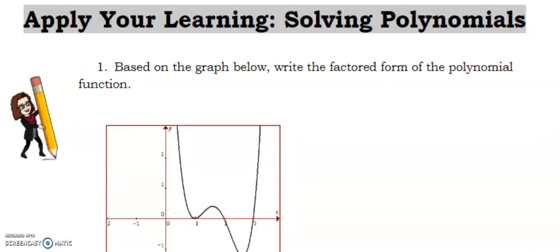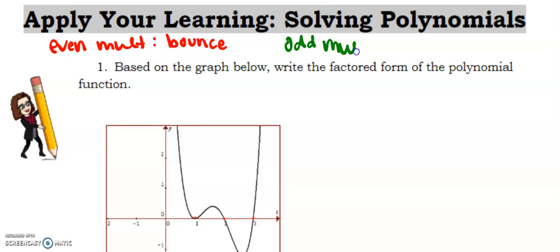So, just as a reminder, before you apply your learning, if you have an even multiplicity, you're going to see a bounce. If that even multiplicity is higher than 2, it's a bounce where it kind of smooths out a little bit. If you have an odd multiplicity, you're going to pass through. And again, if that odd number is greater than 1, you're going to flatten out a little bit. So go ahead and try these 4 apply your learning problems.